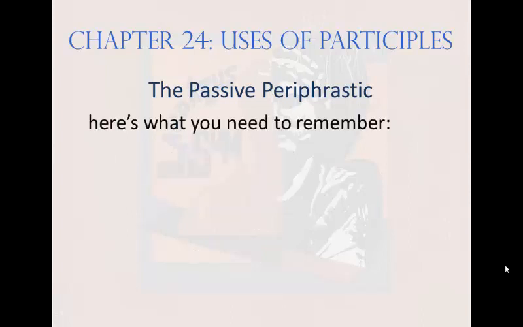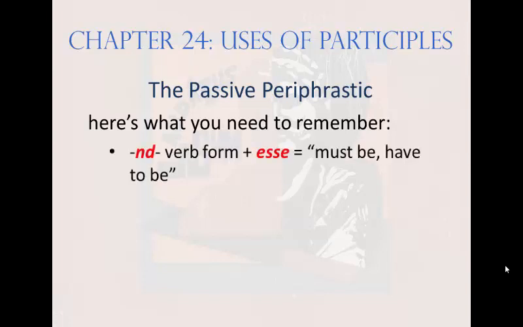So let's review. The most complicated thing about passive periphrastics is learning to spell periphrastic. Just take the ND form of the verb, the gerundive or future passive participle, add some incarnation of the verb esse, to be, and you have one way of saying must be or have to be in Latin. There are a few other things to remember too.